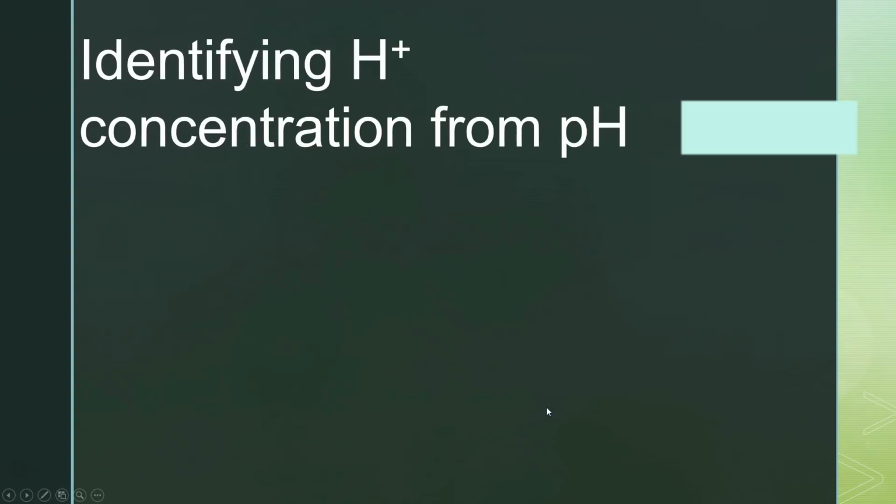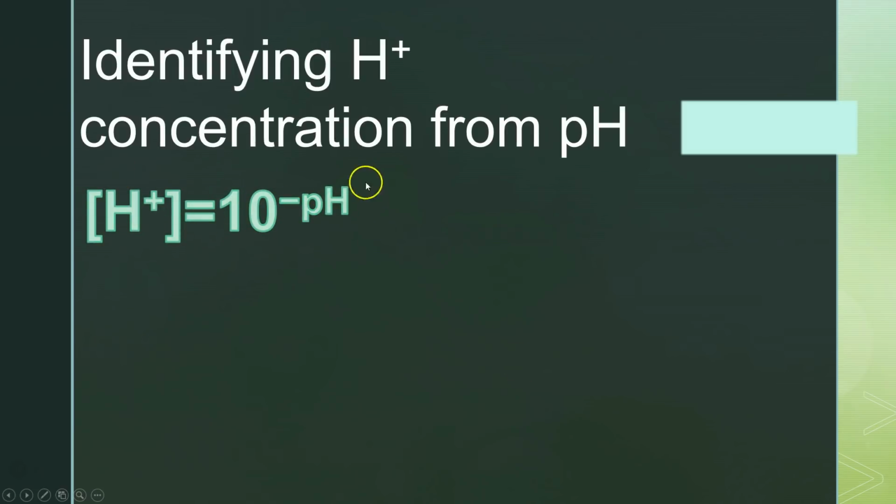Next, what if the pH of a solution is given, but you are asked to identify the hydrogen concentration instead? Basically, the opposite of what you've been doing so far. Okay, the formula for that is 10 to the power of negative pH, or you can also say it as shift log negative pH, because the calculator function would be shift log negative pH.